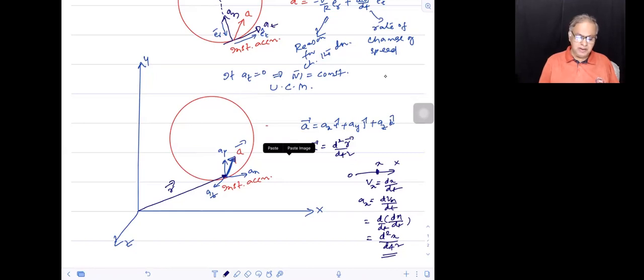Not only for this circle, even if it is going in a very zigzag path, still I can discuss. I can express A in terms of its components along the x, y, z directions. What you need to understand is the same acceleration can be given in two ways. But remember, what is real is A. A doesn't change even if you change the coordinate system. Try to understand that A is A. A is a unique vector. It has a physical meaning for the particle.